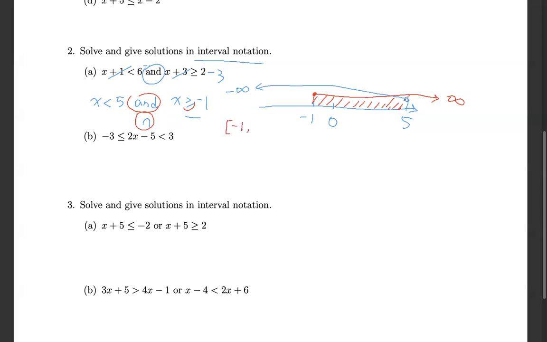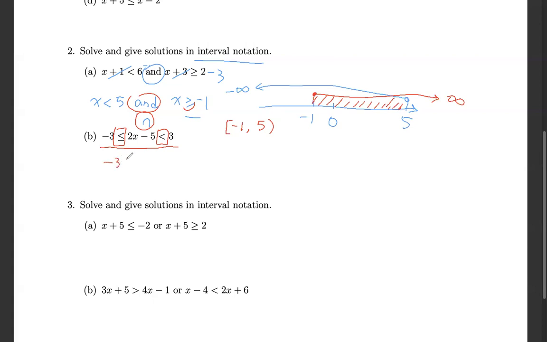The ends at 5, not including 5, close parenthesis. So this is the interval notation. Let's see the second one. Second one, we see one inequality, but with 2 inequality signs. So what does this mean? This means this actually is made of 2.